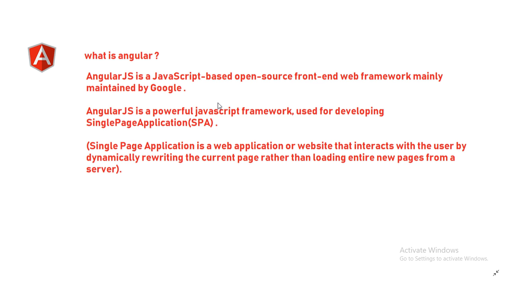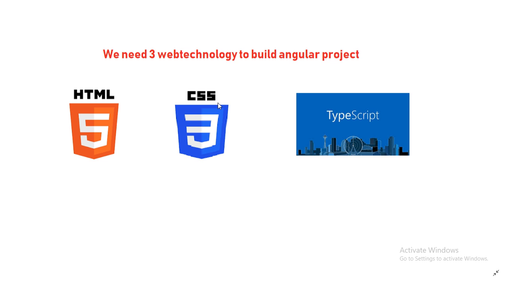So let's continue. We need three technologies to build an Angular project. First one is HTML. You should also be familiar with these technologies: HTML, CSS, cascading style sheets, and TypeScript. TypeScript is nothing, it's just a subset of JavaScript. We will also talk about this later, in a later video, and we will learn about TypeScript.